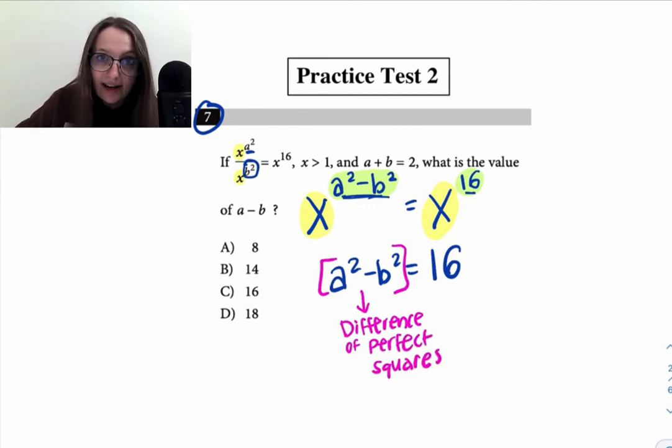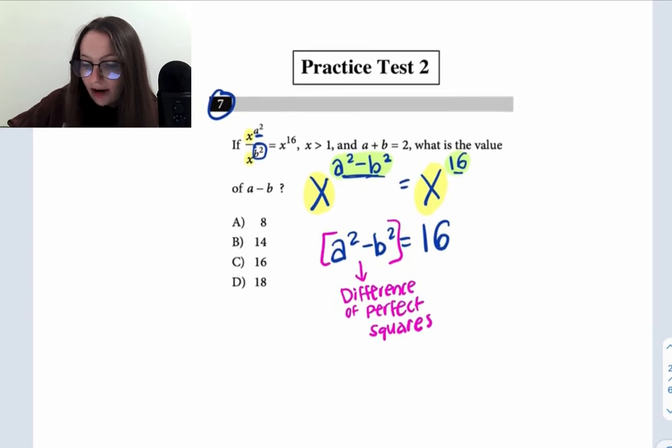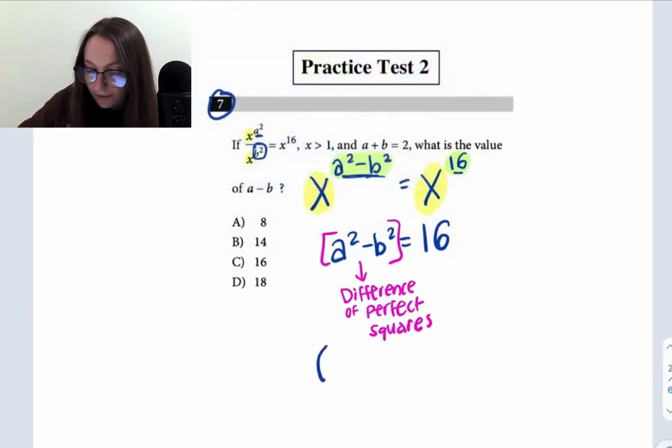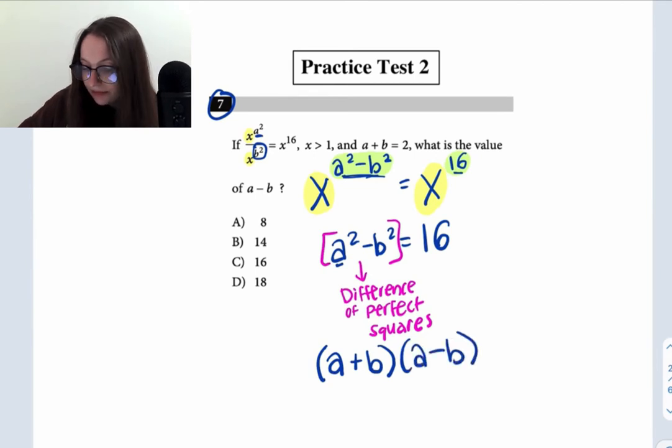And the reason why we call it that is because a squared is, of course, a perfect square. It's just a times a. B squared is a perfect square, just b times b. So it's the difference, meaning subtraction, of perfect squares. So whenever we have the difference of perfect squares, we're going to do the first term here, so the a without the squared part, plus b times a minus b is equal to 16.